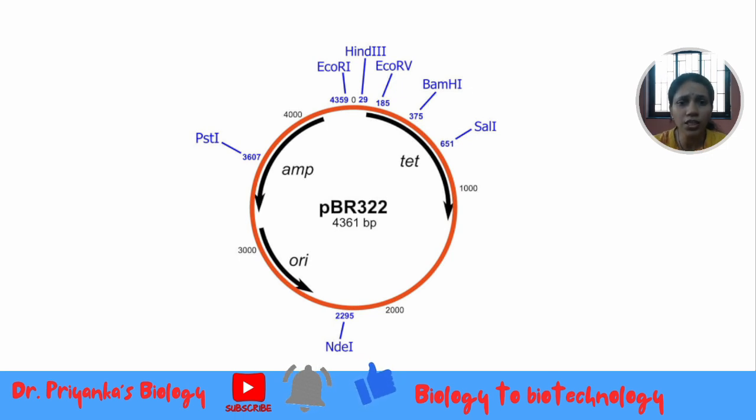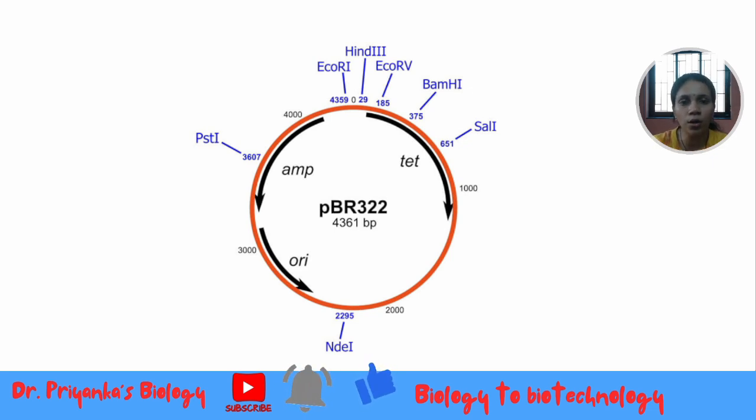So this is one ideal vector which is normally used for a variety of experiments. Its beauty is that E. coli cells which take up this plasmid, pBR322, will have resistance to both types of antibiotics, ampicillin as well as tetracycline, which otherwise are sensitive. The antibiotic is going to kill them if they do not have this plasmid.